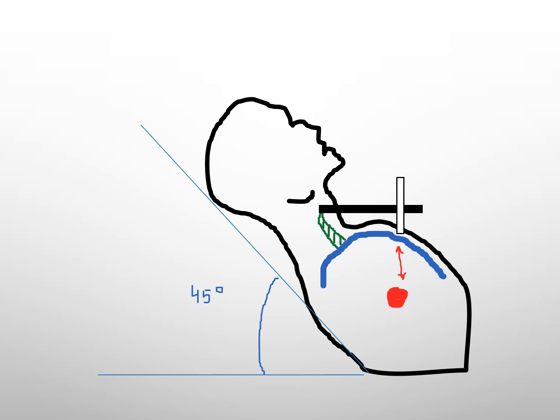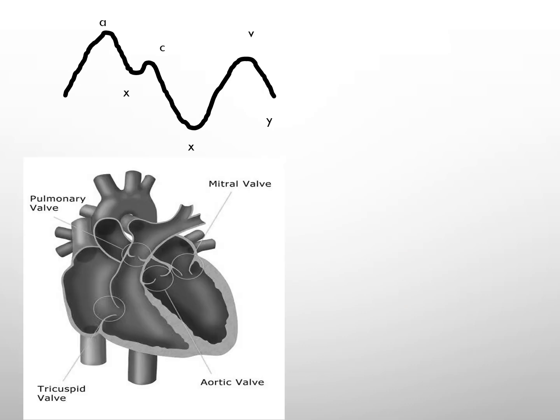When measuring the JVP, a height of 5 cm is typically found from the right atrium to the sternal angle, plus an additional 3 cm from the sternal angle, resulting in a total JVP of 8 cm of water. If it exceeds this, it is considered venous distension.